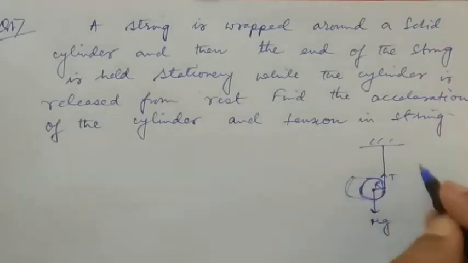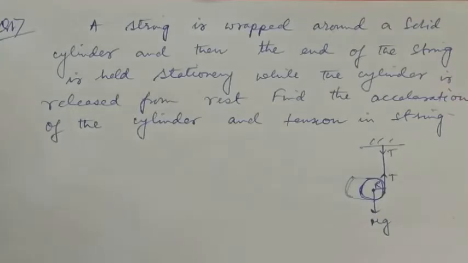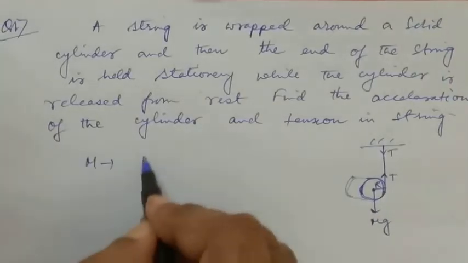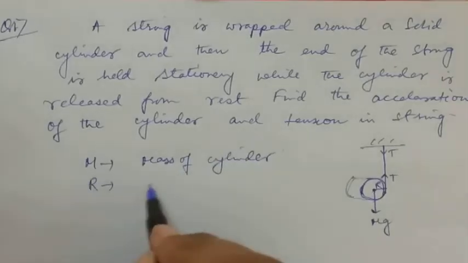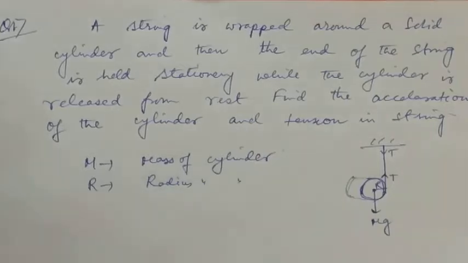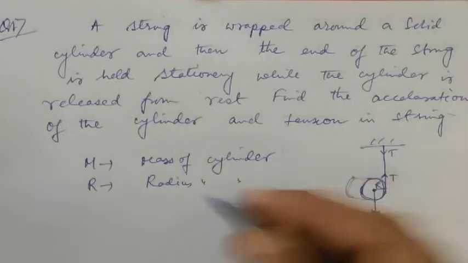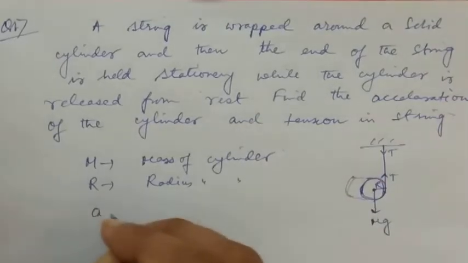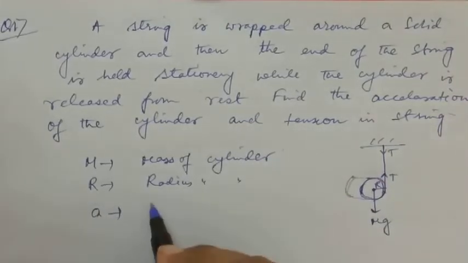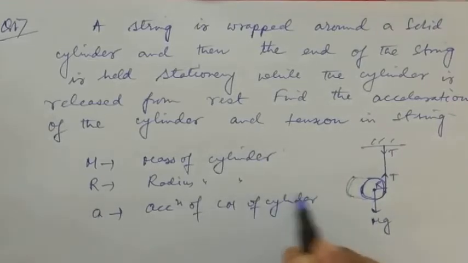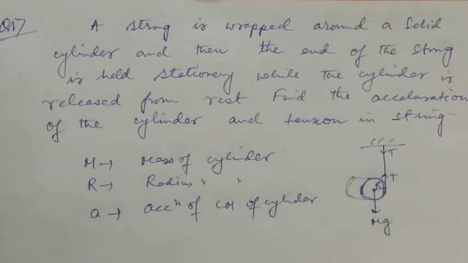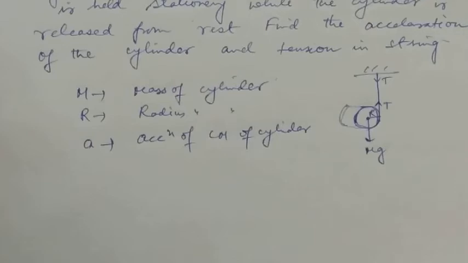Now the tension in the string can be represented like this, T. We take M to be the mass of the cylinder. It is already mentioned in the diagram that R is the radius of the cylinder, and we take the acceleration of the center of mass of the cylinder to be A. We can also say that the linear acceleration of the cylinder is A. Now we have to write the equations, one for translational motion and one for rotational motion.